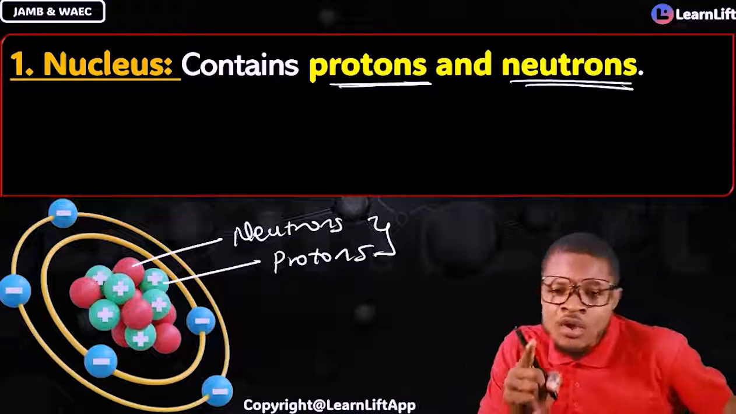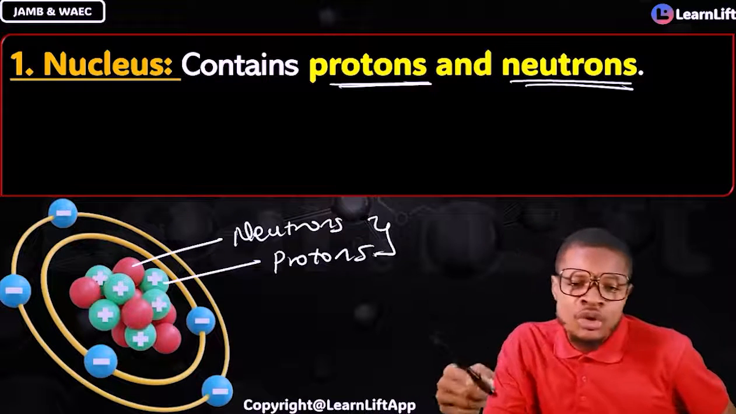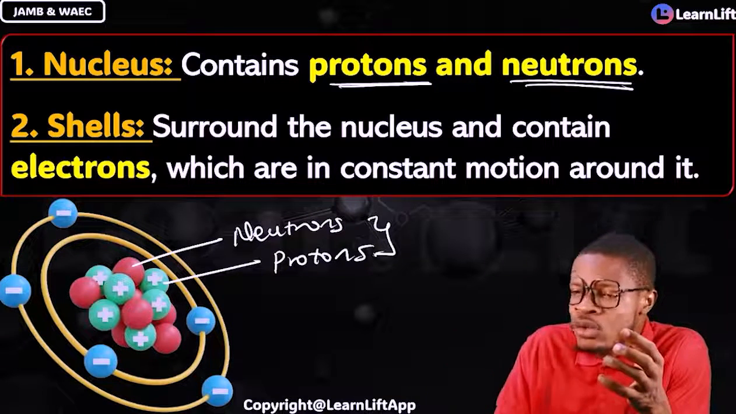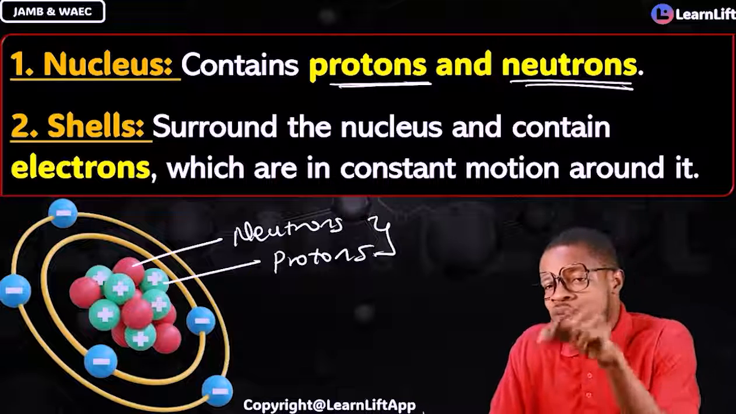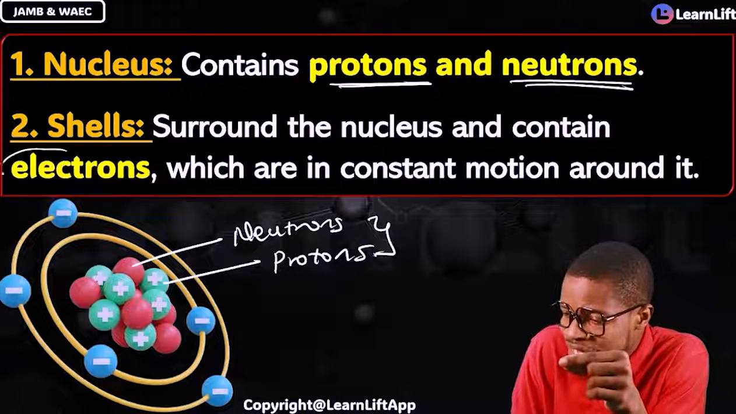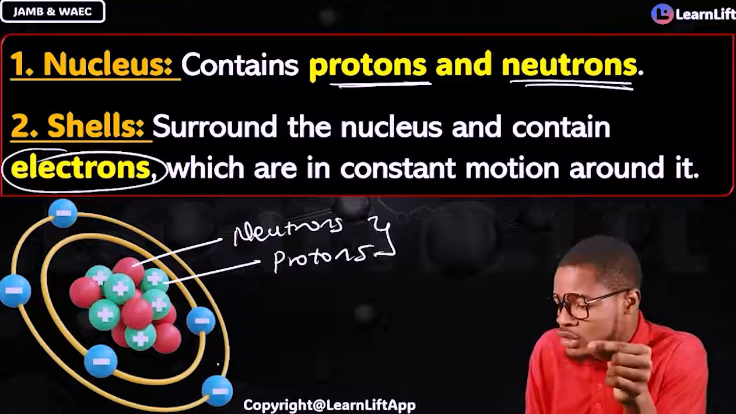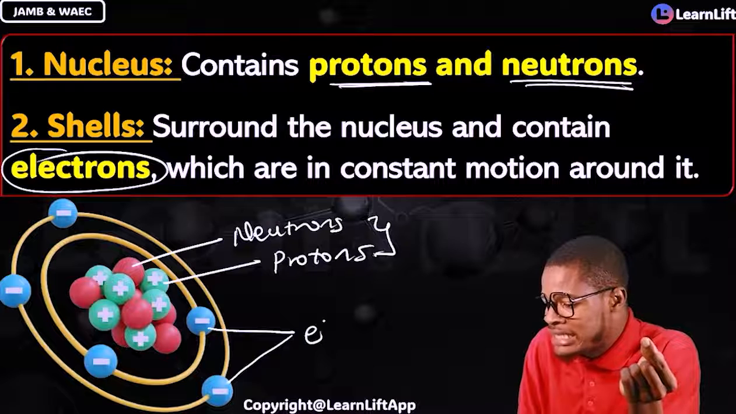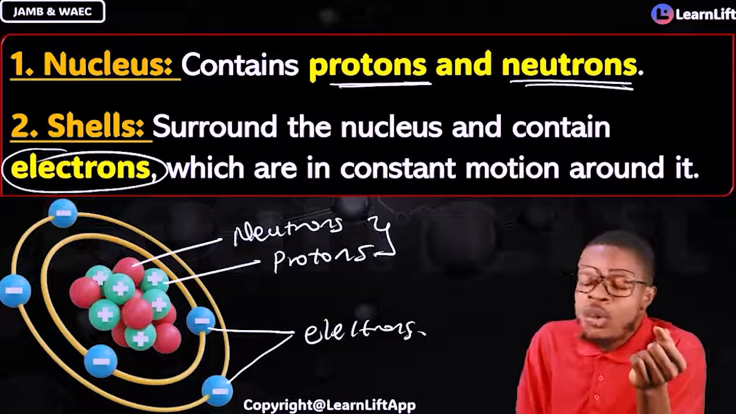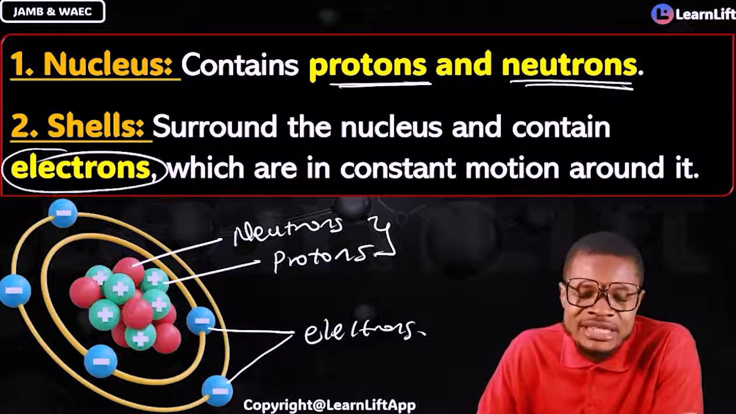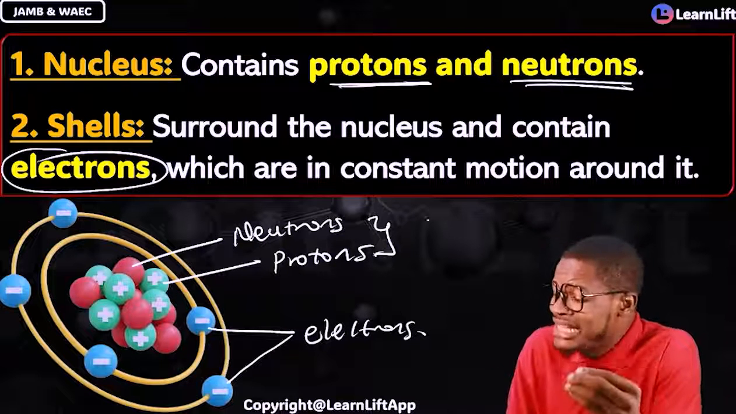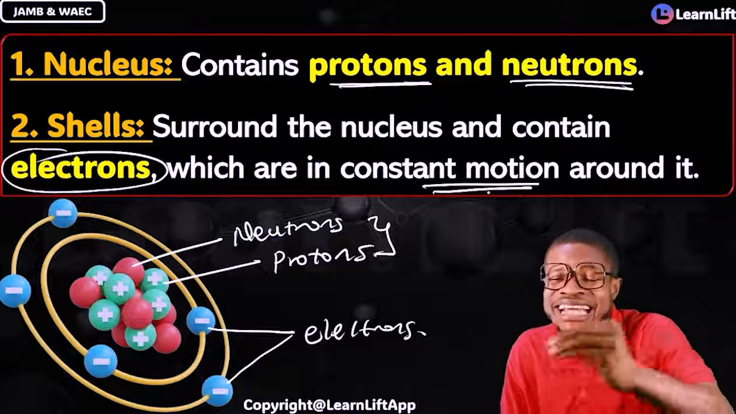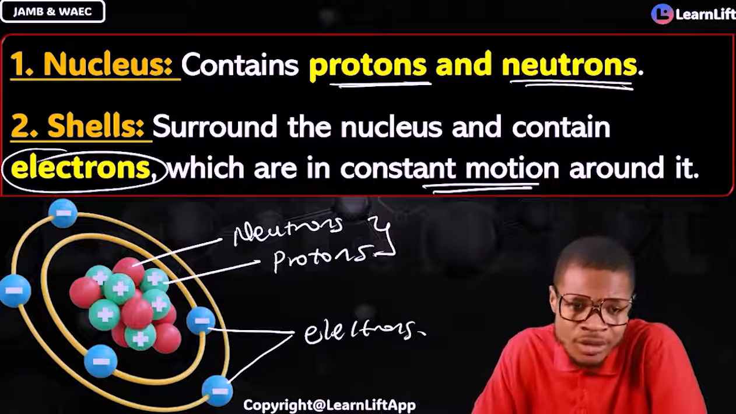Now, we said that number 1 component of every atom is the nucleus. Number 2, of course, is the shell. The shell is what surrounds the nucleus. And of course, what does the shell contain? It contains the electrons. So where are the electrons? The electrons are the ones that are inside the shell. All these guys like this, what are they? They are the electrons. What is the charge of the electron? They are negatively charged. And don't forget that the electrons are in constant motion. They are moving constantly around the nucleus of the atom.